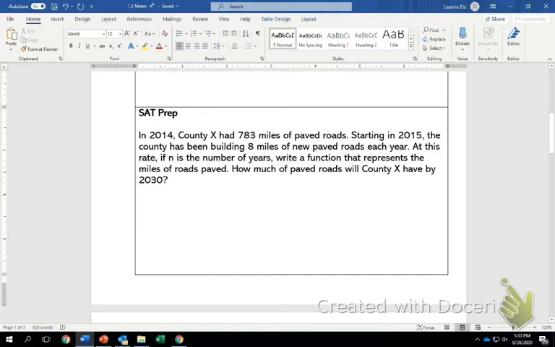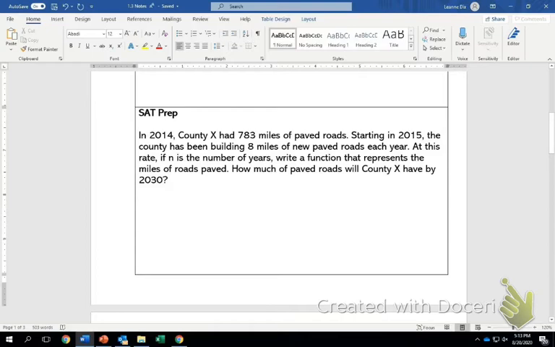This question says, in 2014, County X had 783 miles of paved roads. Starting in 2015, the county has been building 8 miles of new paved roads each year. At this rate, if n is the number of years, write a function that represents the miles of roads paved. How much of the paved roads will County X have by 2030? So it has a lot of information, and then it has 2 questions for us. But the first thing we're going to do is answer that first statement, which says, write a function that represents the miles of roads paved.